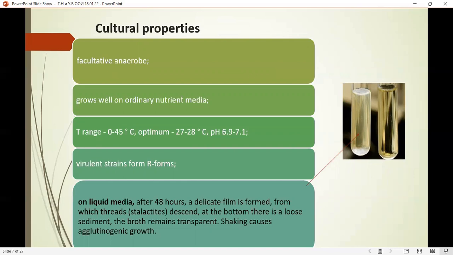On liquid media, after 48 hours, a delicate film is formed, from which threads that look like stalactites descend. At the bottom there is a loose sediment. The broth remains transparent. Shaking causes flocculent growth. To accelerate growth, growth stimulants are added to nutrient media such as sodium sulfite and blood.